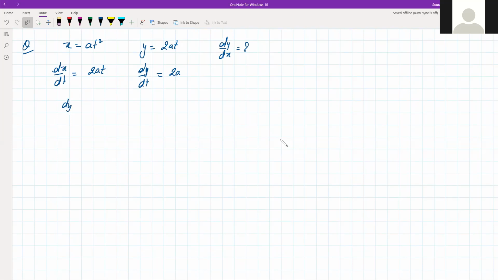Now what do we have to find? We have to find dy by dx. That is dy by dt divided by dx by dt. So dy by dt is 2a divided by 2at. This equals 1 by t. So that is how y changes with respect to x, at the rate of 1 by t.